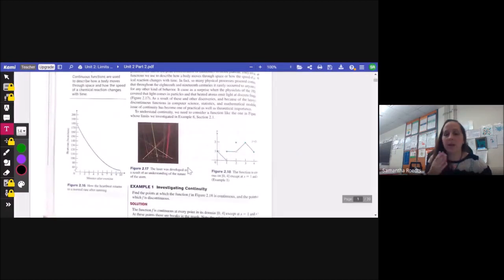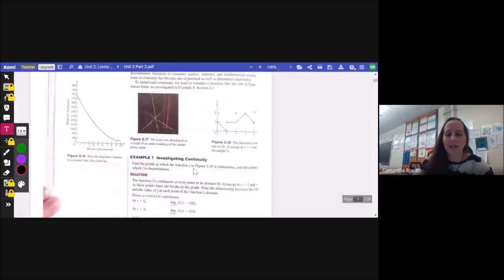From the limit that we investigated in the first lesson, example 8, section 2.1, which we can look at, we need to see how they kind of work. So if we're investigating continuity, I want to find the points at which the function f in figure 2.18 right here is continuous, and the points where it is discontinuous. The function f is continuous at every point in its domain from 0 to 4. Anywhere I go here, it has a point, so it's continuous.